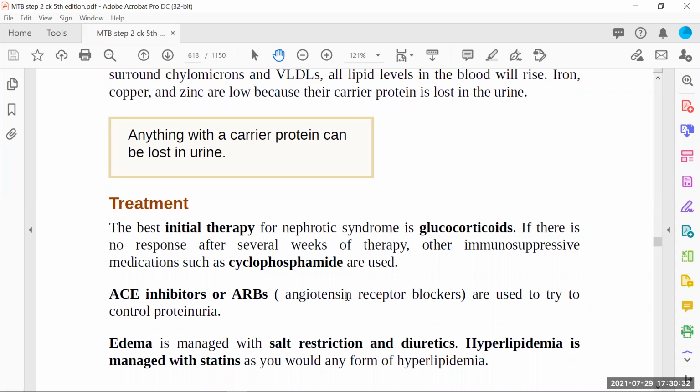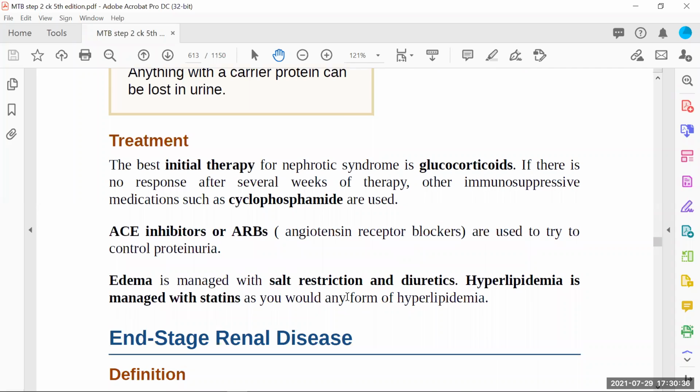Edema is managed with salt restriction and diuretics. If you ask the patient to restrict dietary salt intake and use diuretics, a large amount of extracellular fluid can be removed, but that's not the curable thing, right? That's only symptomatic relief. This edema is again going to be there. No matter how long the patient takes the diuretic, the patient has to take it for a longer period of time. It's just symptomatic relief.